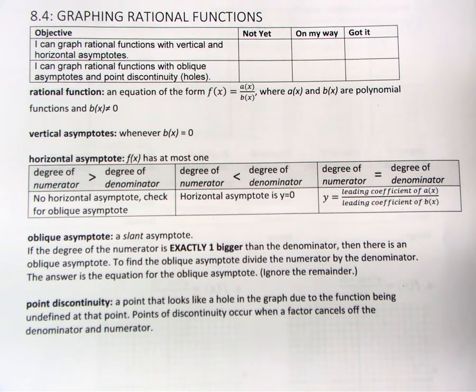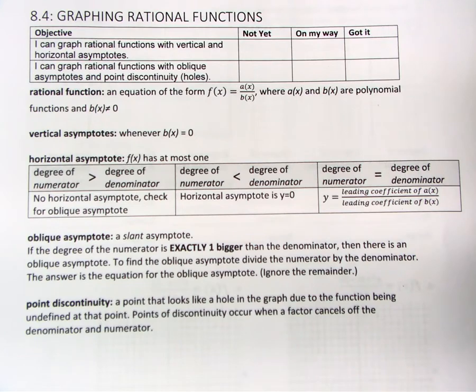For vertical asymptotes, that happens whatever's going to make that bottom equal to 0. It's the easiest of all three asymptotes to remember because you just need to factor the bottom and set it equal to 0, and that gives you your vertical asymptotes.